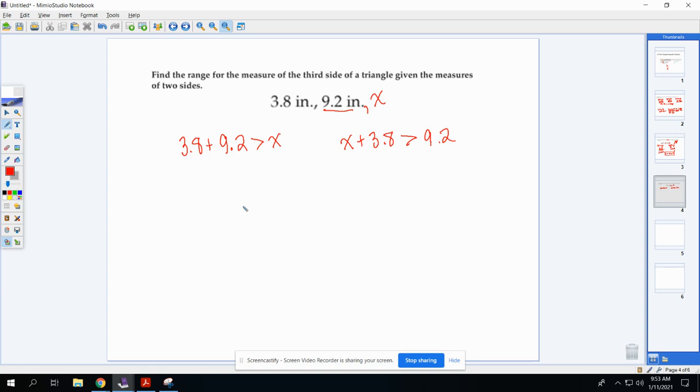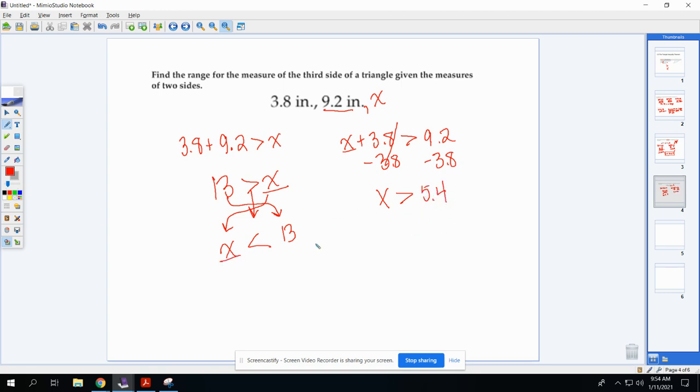So let's go ahead and combine like terms on our left-hand side here. When we do that, we get 13 is greater than x. But remember, over here our x is on the right, over here our x is on the left. So before we move on, I'm going to want to flip those. So just remember, when we flip them, we got to flip that sign as well. So this is going to be x is less than 13. Now solving the inequality on the right, we can subtract a 3.8 from both sides, and we will get x is greater than 5.4.